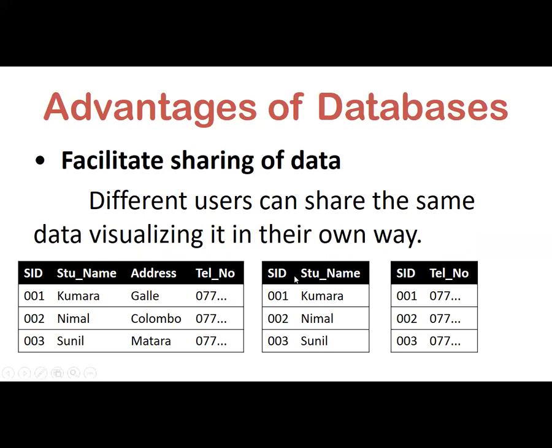So I may want only this data, but someone else will want their student ID with their telephone numbers. You can see that in the next table. This is one way of viewing, and another way of viewing for a particular user. So we have shared this student database, and once shared, we can take the data in whatever way we want, filtering and taking it.